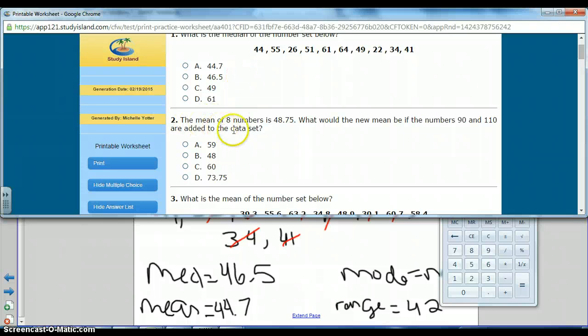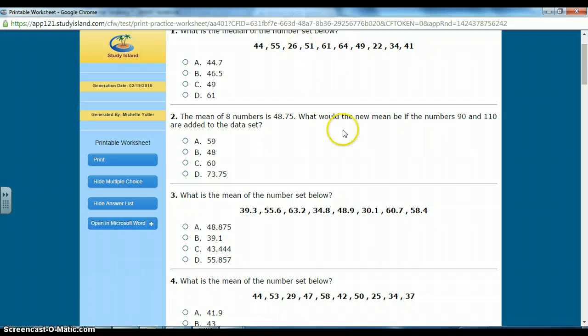Okay, so it says the mean of 8 number sets is 48.75. What would be the mean if the numbers 90 and 110 are added to the set? So we'd add those numbers in.